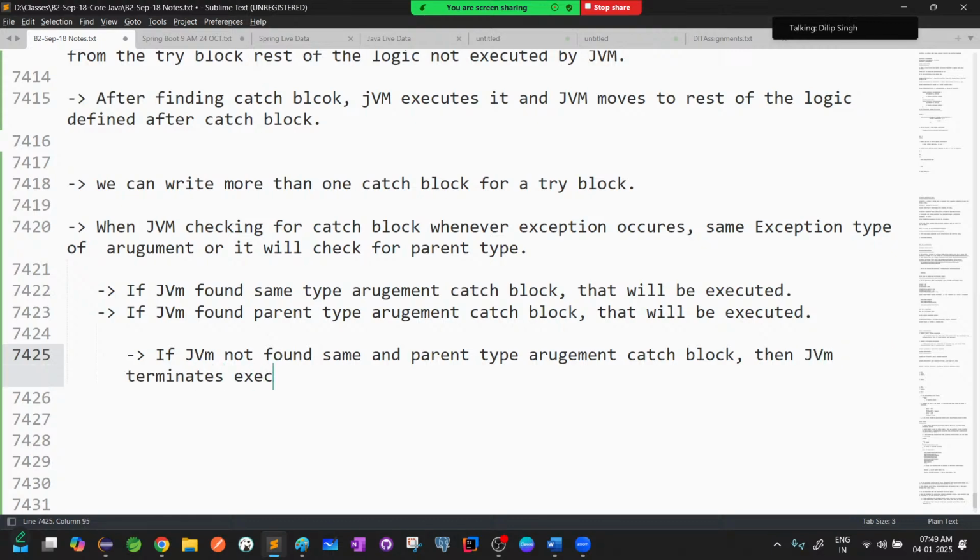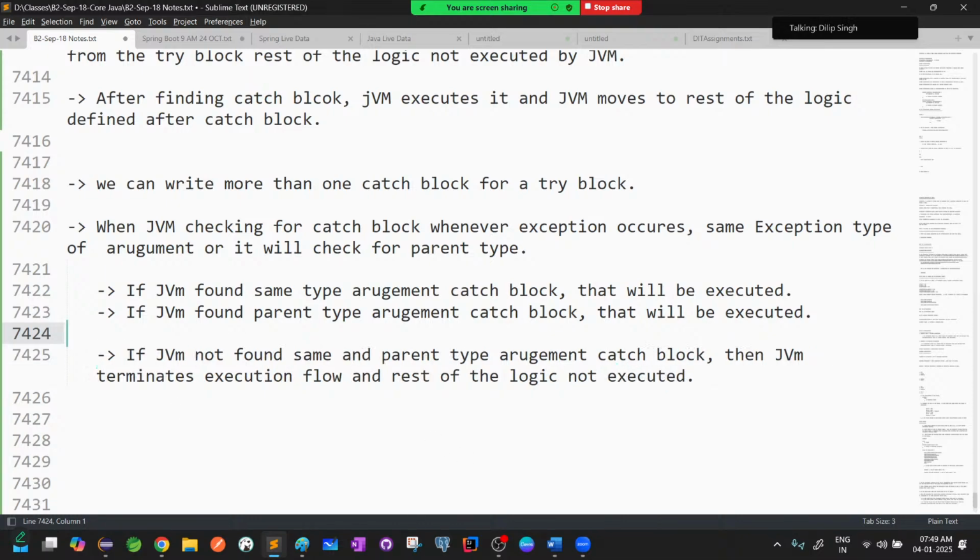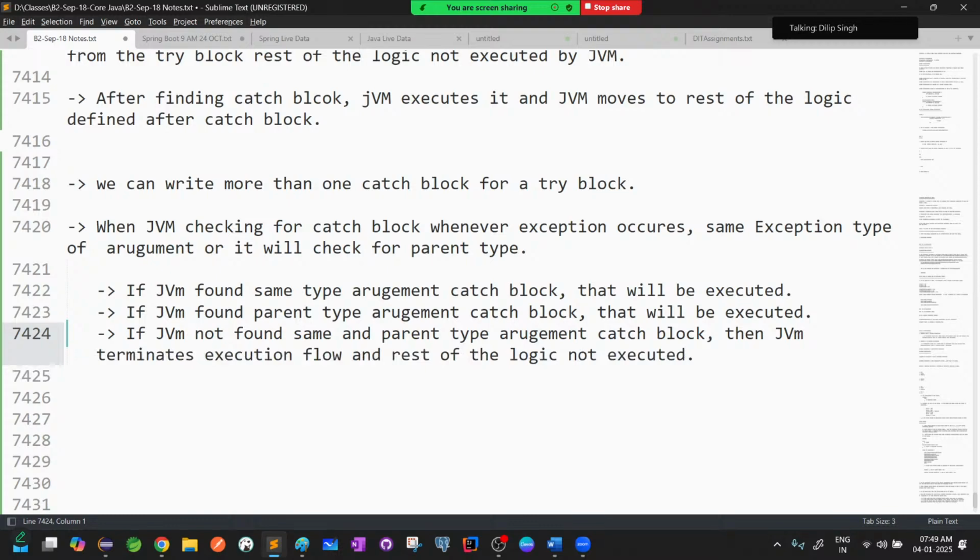The JVM terminates the execution flow and the rest of the logic is not executed. So these are the points you have to remember in exception handling. It's a very important topic and you have to remember all these rules.